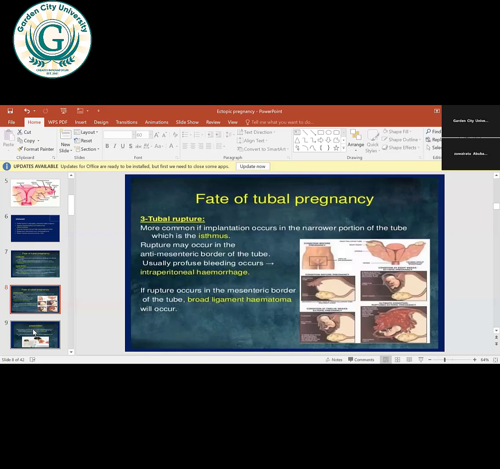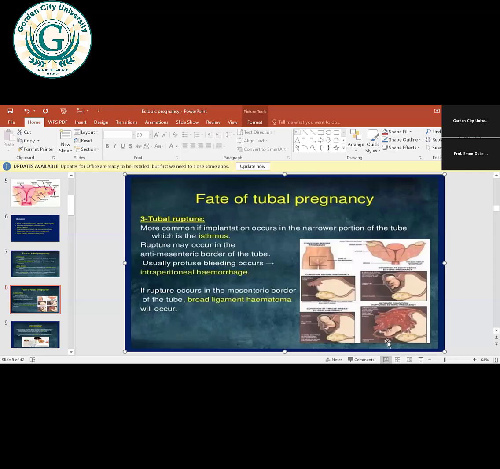Tubal rupture. More common if implantation occurs in the narrower portion of the tube, which is the isthmus. Rupture may occur in the anti-mesenteric border of the tube. Usually profuse bleeding occurs, intraperitoneal hemorrhage. If rupture occurs in the mesenteric border of the tube, broad ligament hematoma will occur. So this is the ampullary, tubal rupture. That is it there.